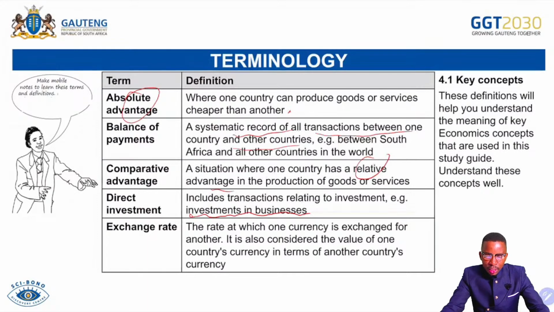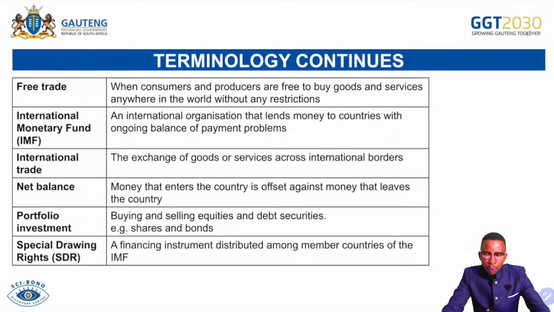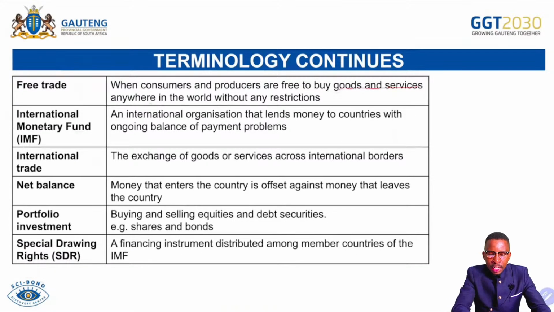Exchange rate. In this case, we refer to the rate at which one currency is exchanged for another. So this is the value of one country's currency in relation to another country's currency. We call that the exchange rate. Then the terminology continues. Free trade. This is when consumers and producers are free to buy goods and services anywhere in the world without any restrictions. So that's when we can simply buy or import goods and export goods without any tariffs or restrictions imposed on that. IMF, International Monetary Fund.